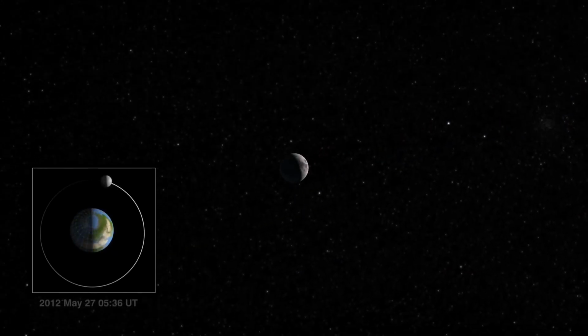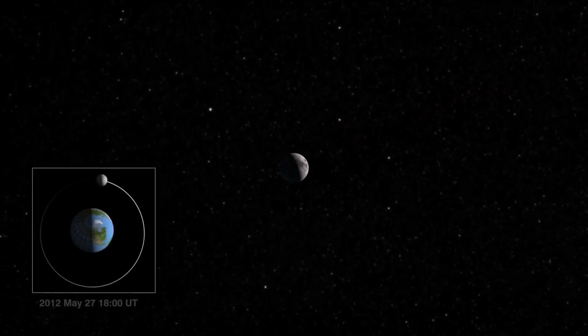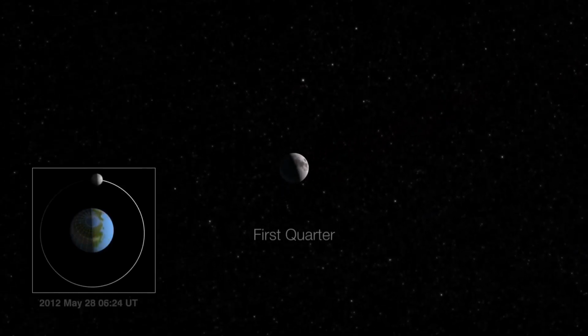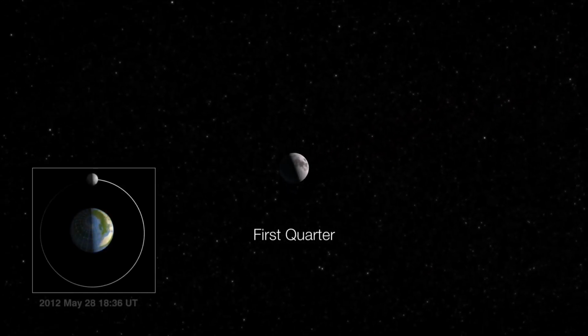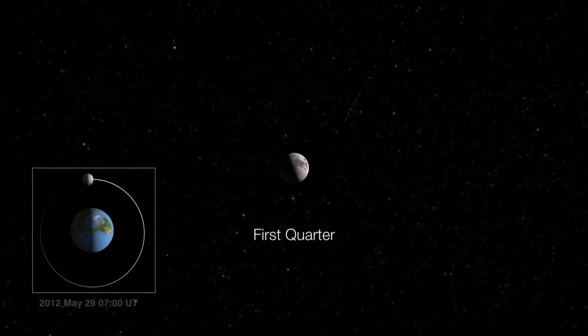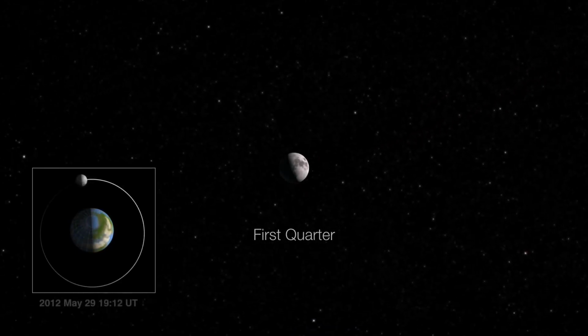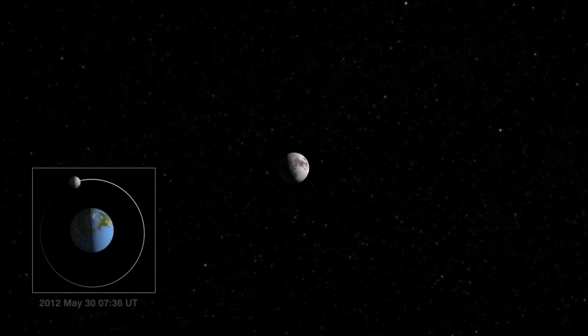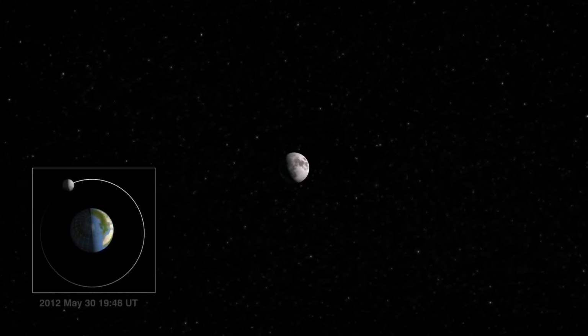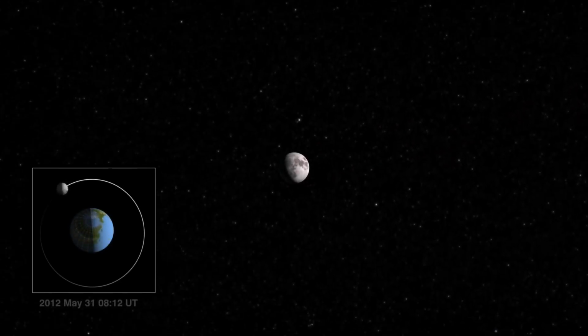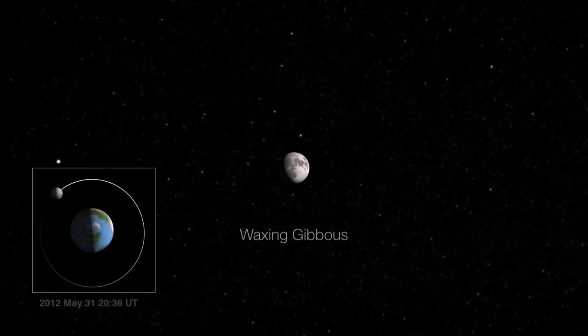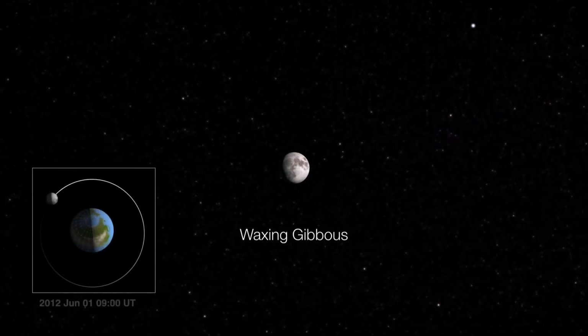Now, when the moon gets to about 1/4 of the way around in its revolution around the Earth, we call this phase first quarter. A lot of times people call this the half moon, but in fact we're seeing just, well, 1/4 of the moon's entire surface. So the moon is continuing to move beyond first quarter. It's not quite full. We call this phase waxing gibbous.